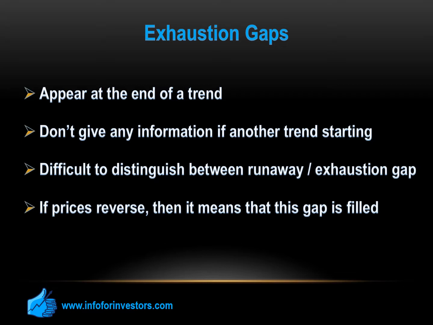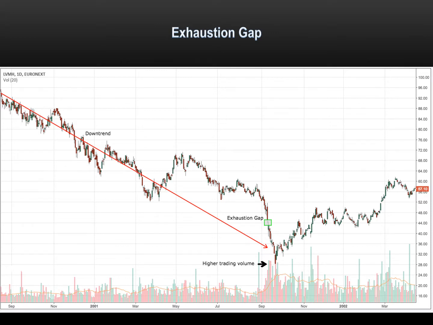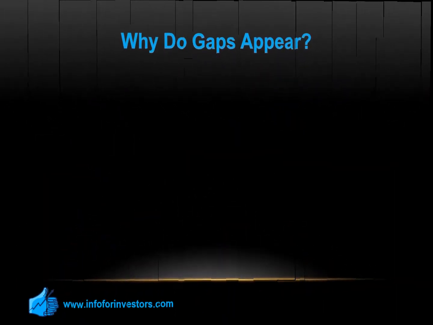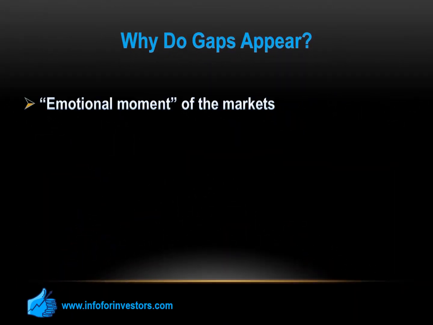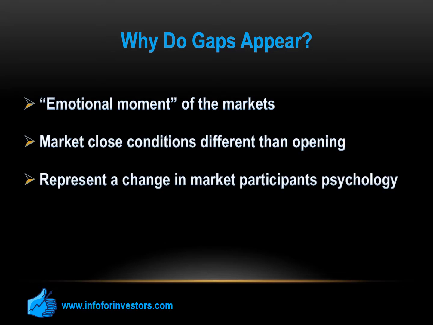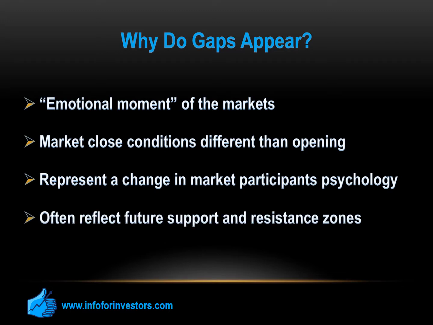Now, let's understand why gaps appear. A gap is like an emotional moment on the markets where there are no transactions. It occurs when market conditions at market close aren't the same as when they were open. Gaps represent a change in market participant psychology and often reflect future support and resistance zones that prices come to test several times. There are many potential causes for gaps.